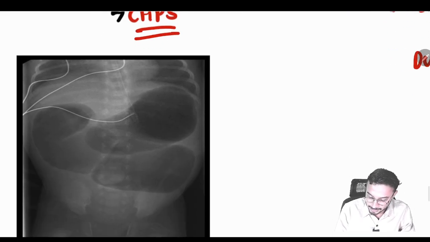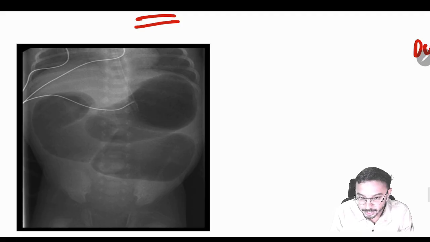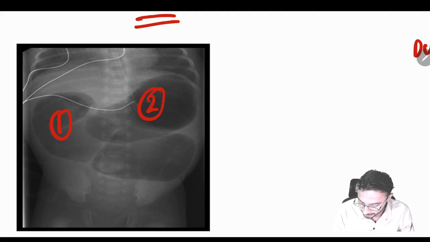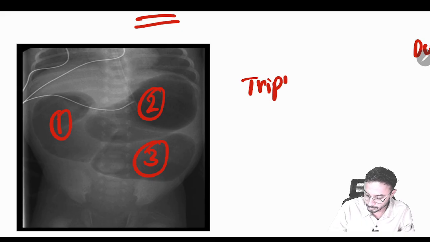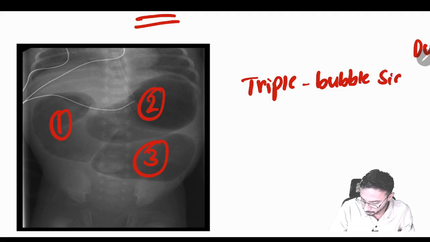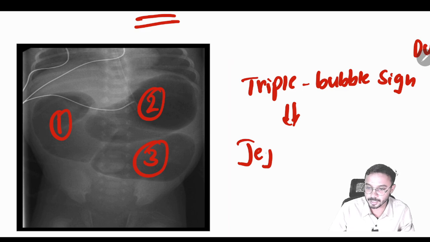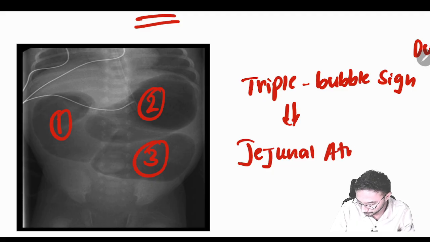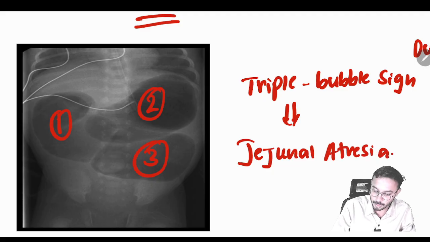And what is this? This is a triple bubble sign. 1, 2, 3. So this is the triple bubble sign, which you will find in jejunal atresia. Okay, so these are all about X-rays.